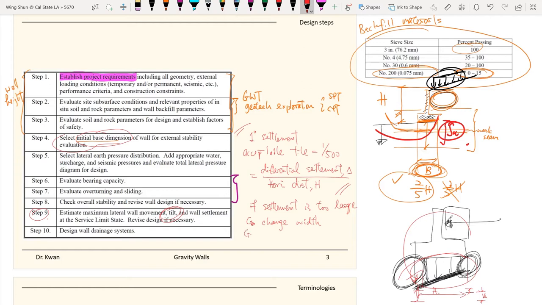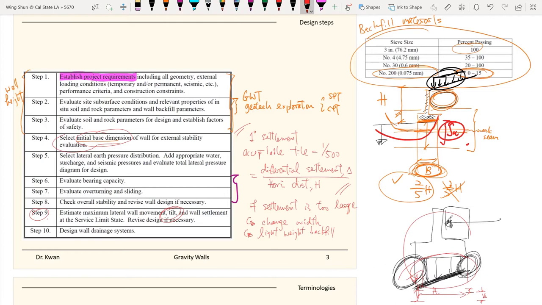Another thing you can change is, because now the whole thing is too heavy, you don't want to change the concrete, and you don't want to change the dimension of the base. But what you can do is use some lighter-weight backfill.